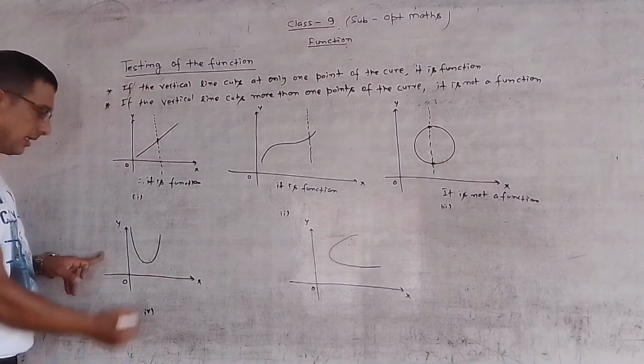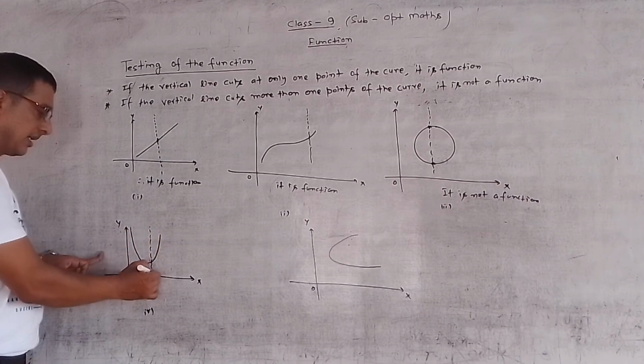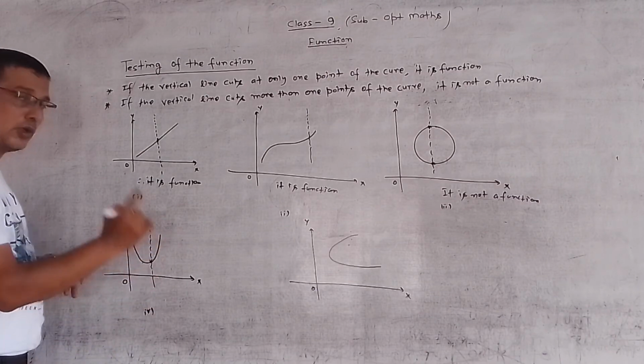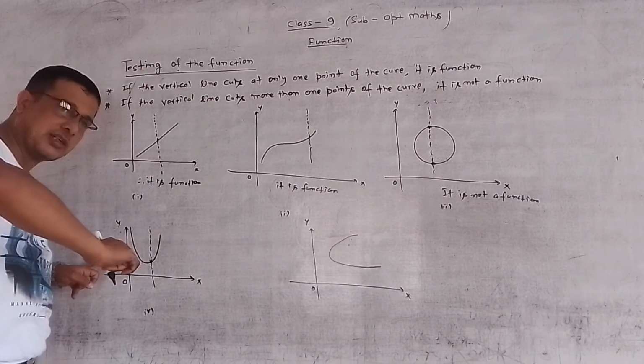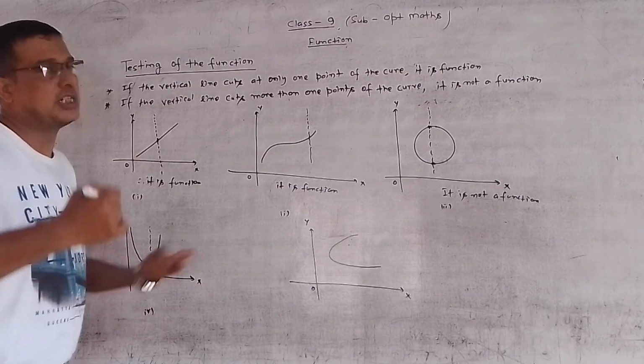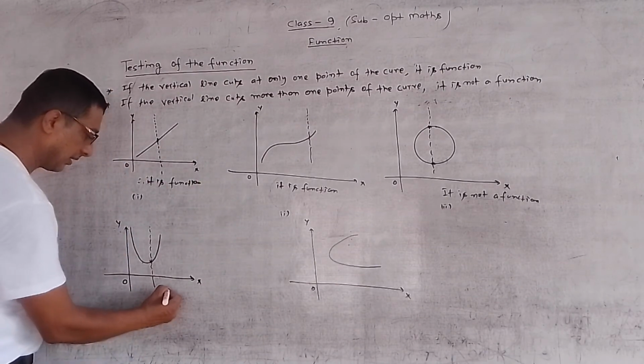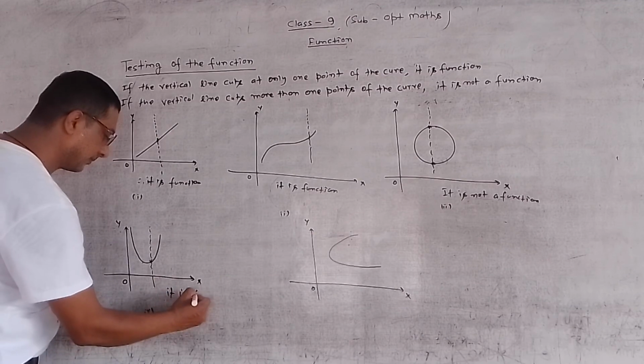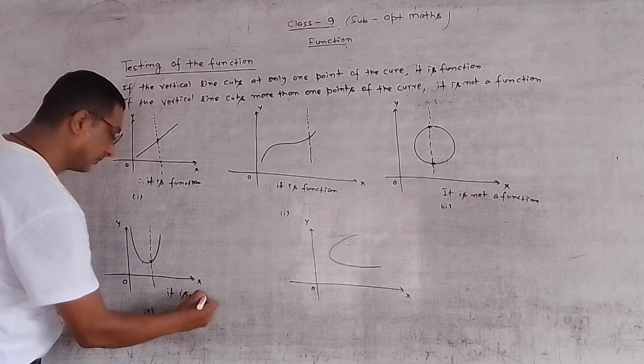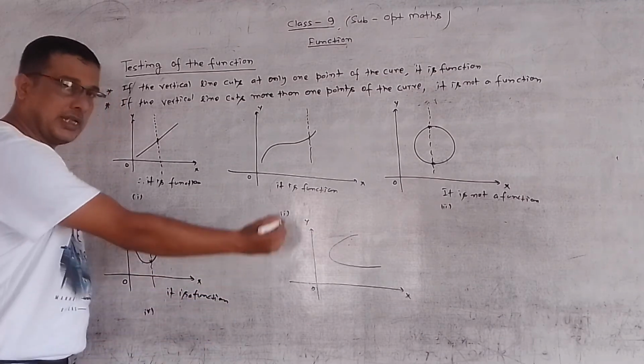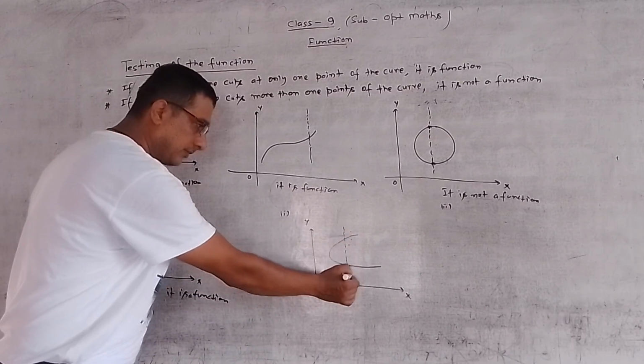Here again you can draw any vertical line; if it intersects at only 1 point, then it is a function. More than 1 point is not a function. Again it is a function. Here are 2 points.